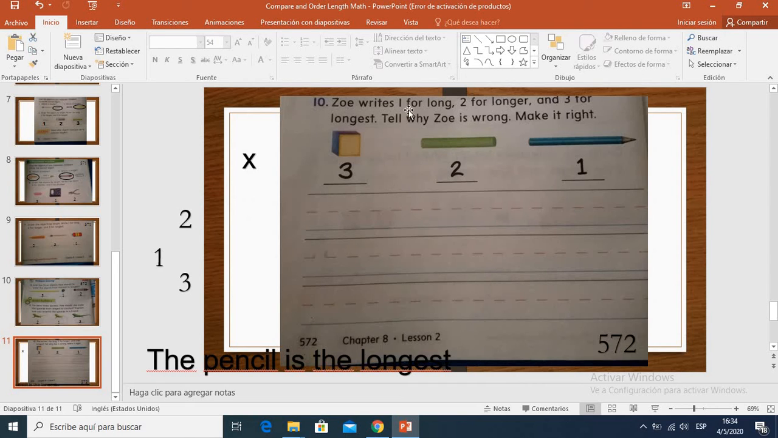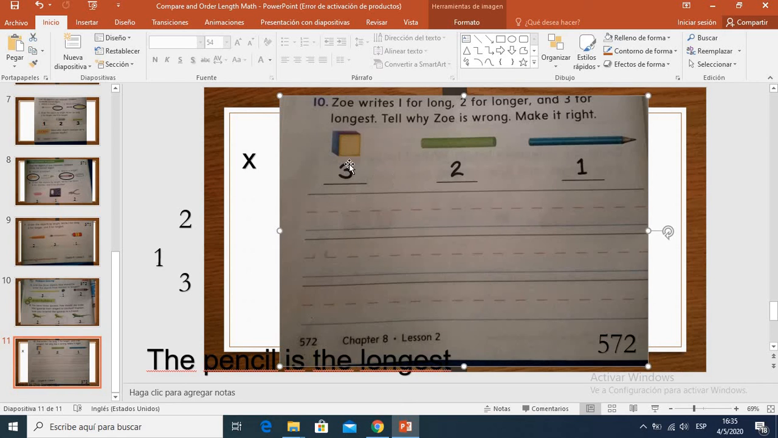It says, Zoe wrote 1 for long, 2 for longer, and 3 for longest. Tell why Zoe is wrong. Make it right. Okay, let's see the pictures here. We have a block, a chalk, tiza, and a color pencil. Yes? So, write 1 for long. Yes, the color pencil is long, but the chalk is long too. All right? And the block is a little bit long. So, is this correct, the order?